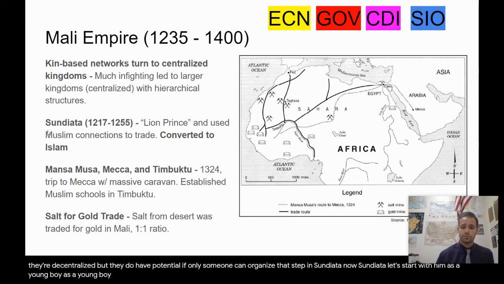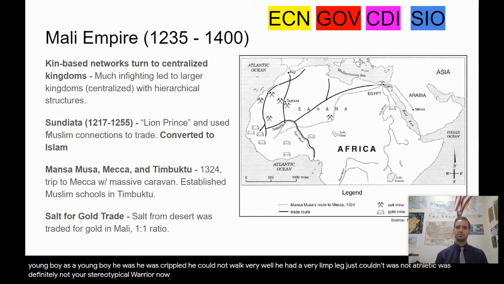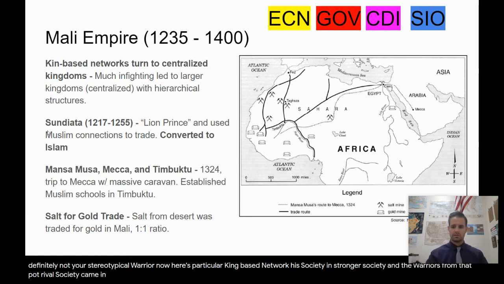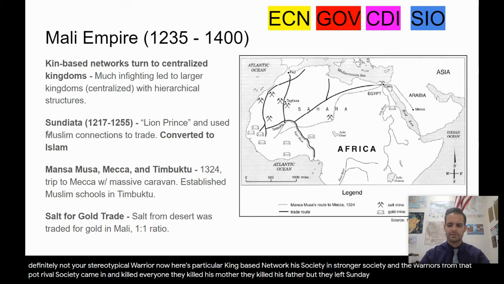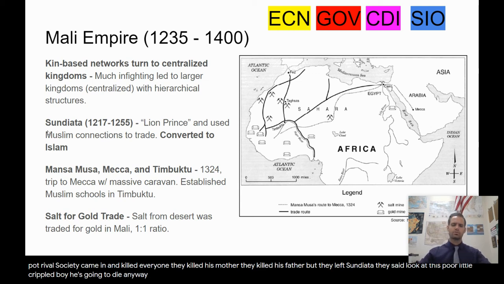As a young boy, he was crippled. He could not walk very well. He had a very limp leg. He was not athletic. He was definitely not your stereotypical warrior. Now, his particular kin-based network, his society, was taken over by a larger and stronger society. And the warriors from that rival society came in and killed everyone. They killed his mother, they killed his father, but they left Sundiata. They said, look at this poor little crippled boy. He's going to die anyway. There's no sense in killing him.